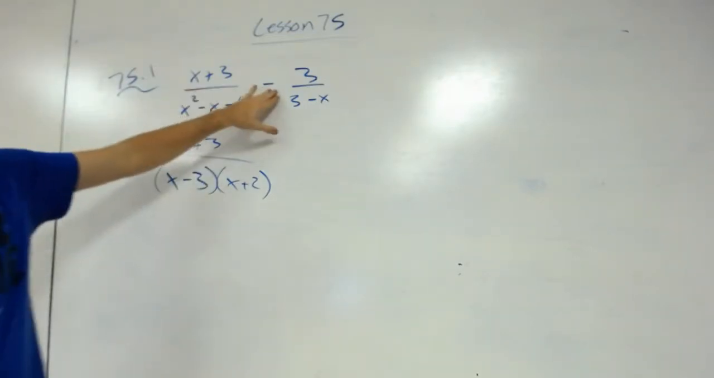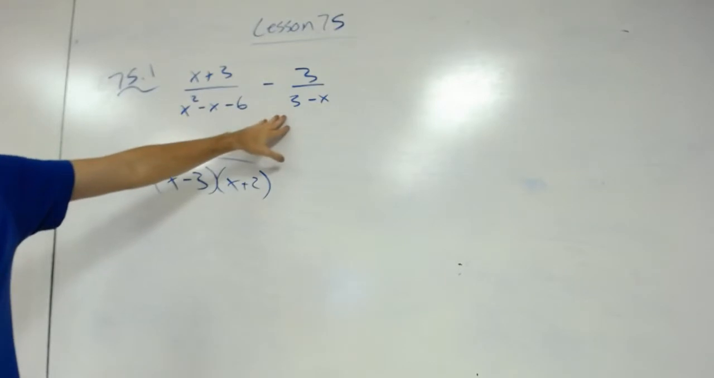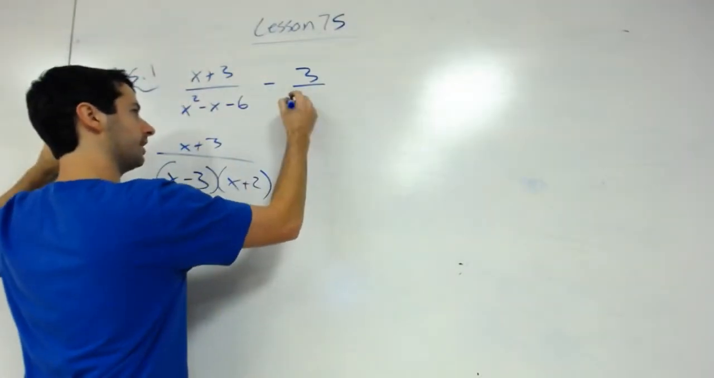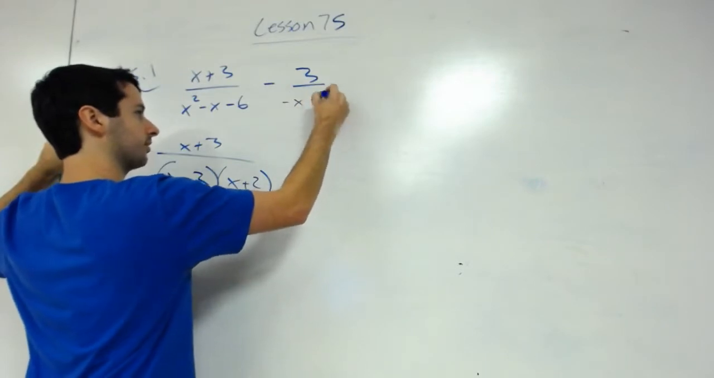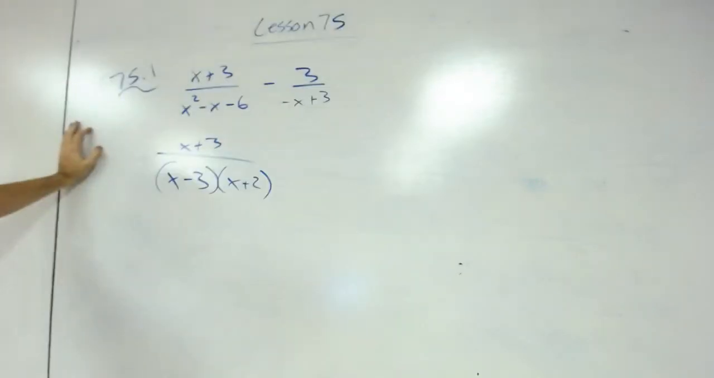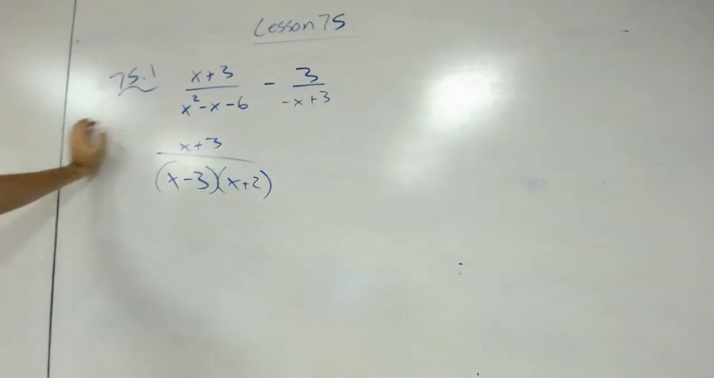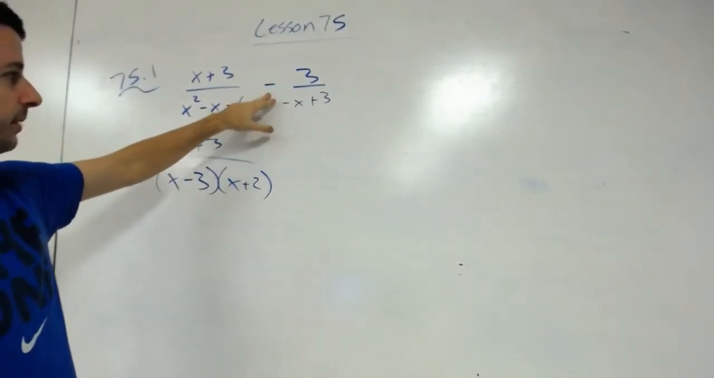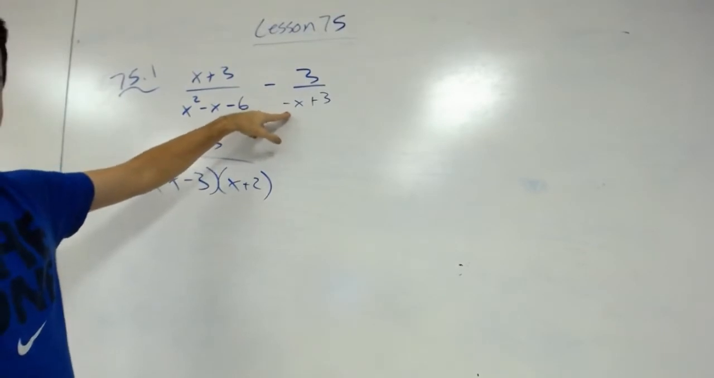And then over here we have negative 3 over (3 minus x). Well, I want the x to be first, so I'm going to write it as negative x plus 3. So we just switch those. And what all these do is add a little sign change to them. So we got a negative 3 and a negative x. Well, I like the x to be positive.